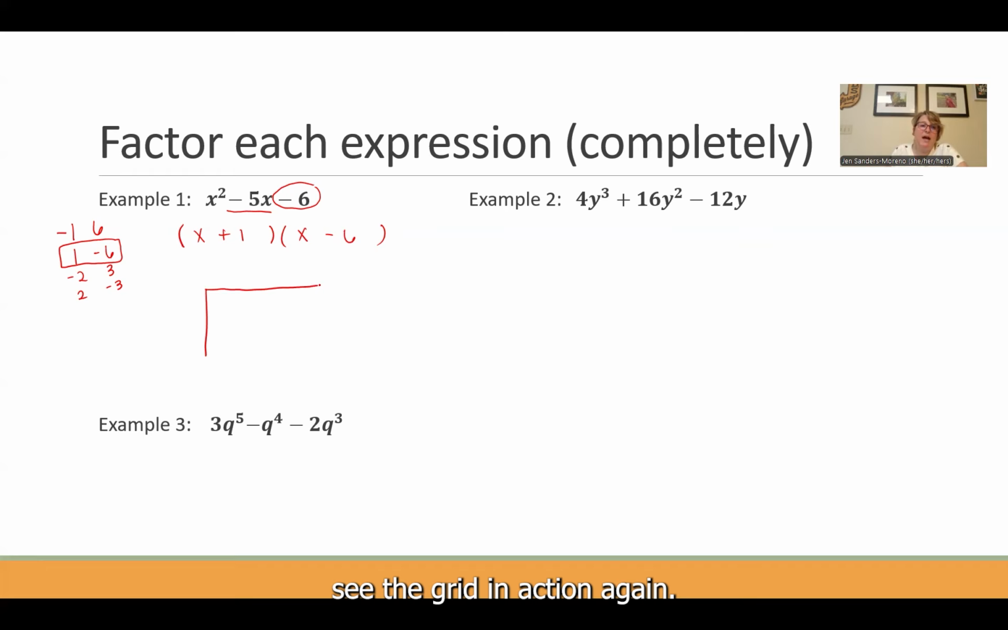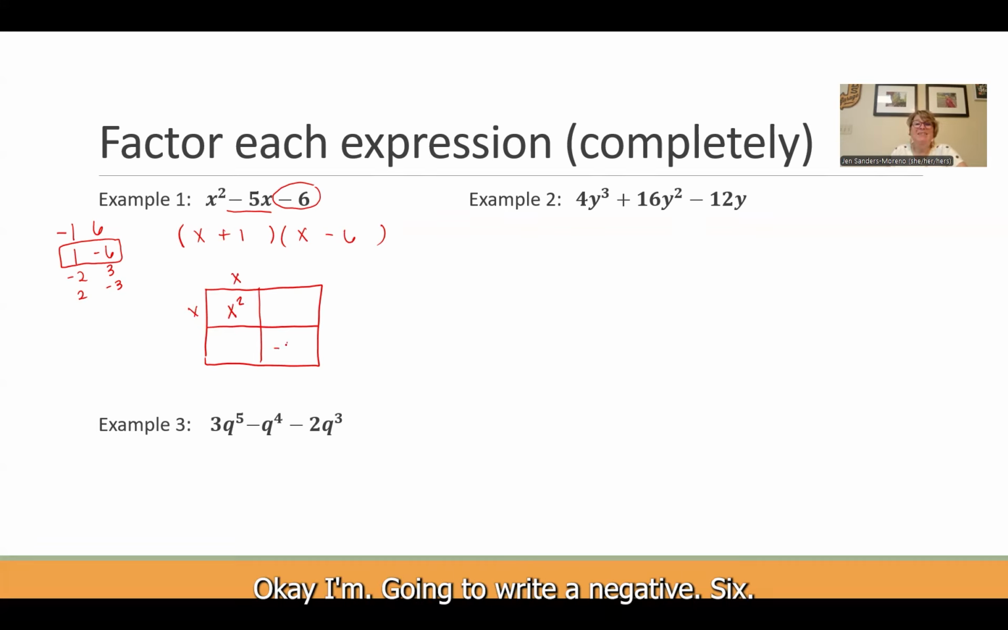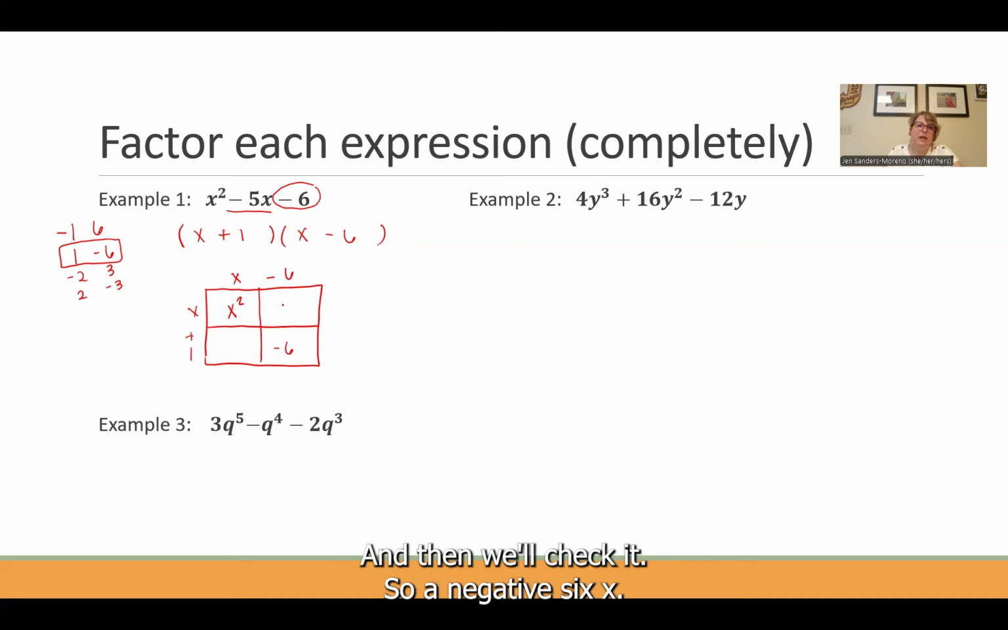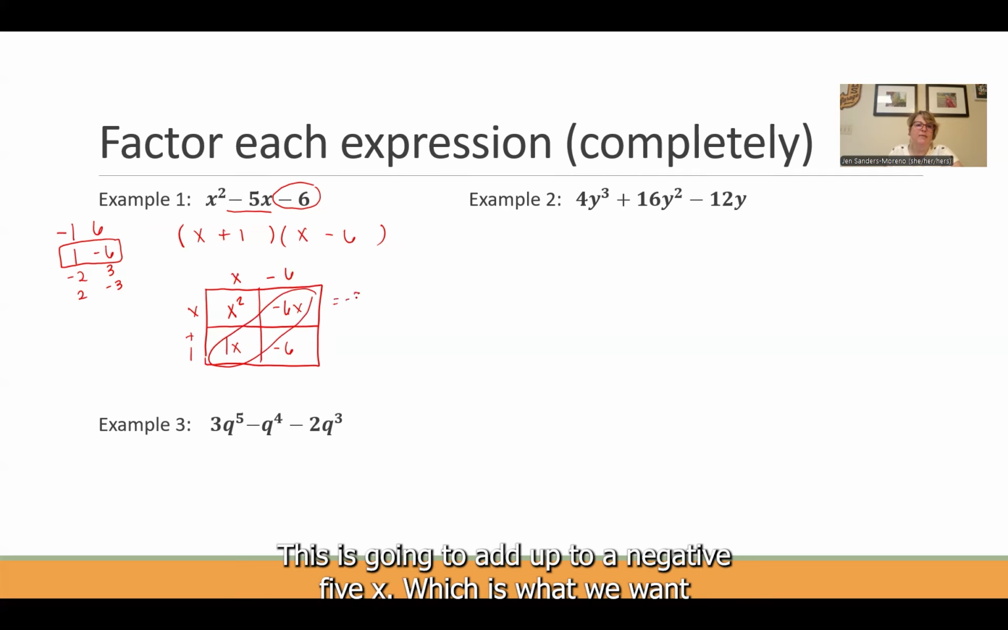For those that want to see the grid in action again, I'm not saying it myself because it's still kind of new to me. Okay, there's x squared. So I need an x and an x. Okay, I'm going to write a -6. So I got to figure out this list, right? -6. So a -1. So when I use this grid, I'm creating all this list in my head or on my paper. And once I find this +1 and a -6, I would write a +1, a -6, and then we'll check it. So a -6x, a +1x, and yeah, on this diagonal, this is going to add up to a -5x, which is what we want.